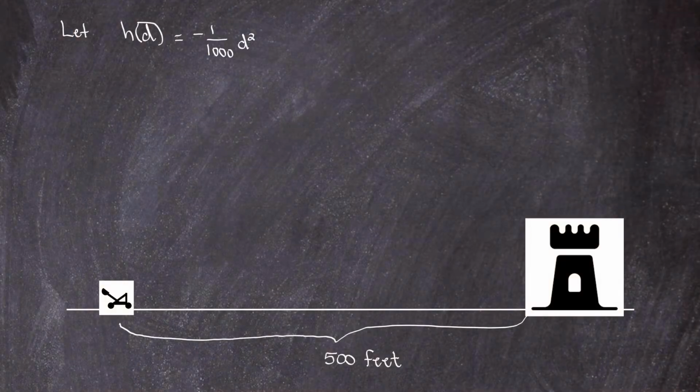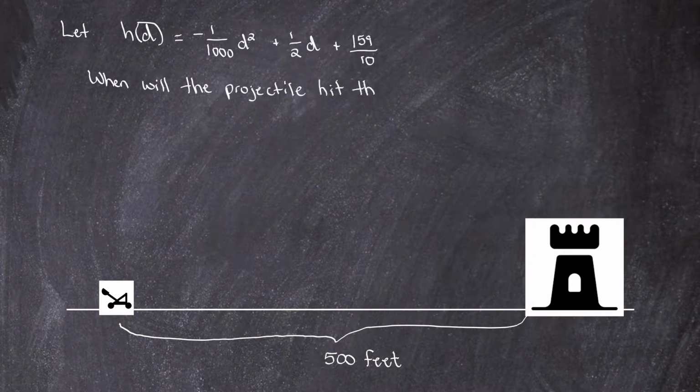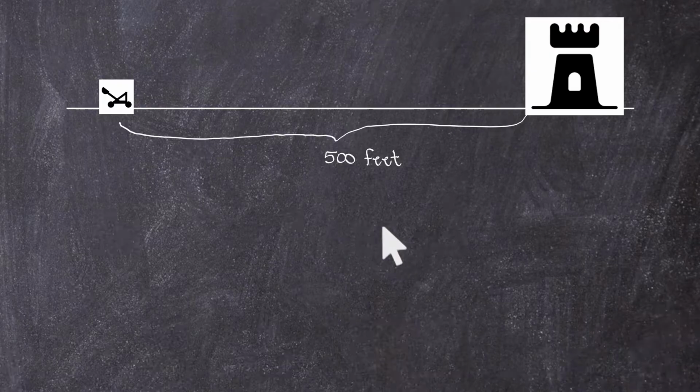Suppose someone modified the function to be the following. Now when does the projectile hit the ground? Go ahead and pause the video, attempt this on your own, and be sure to sketch a graph of the resultant path of the projectile.